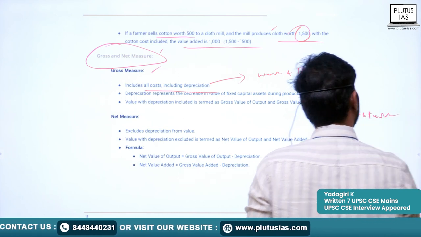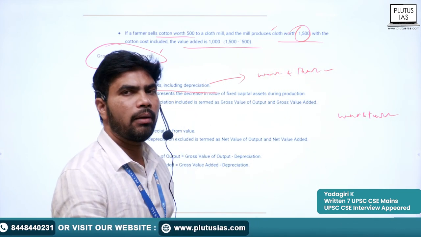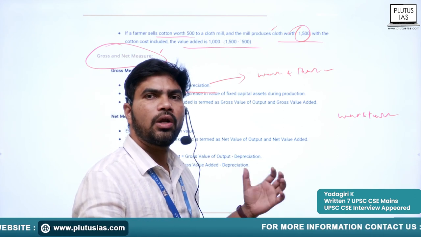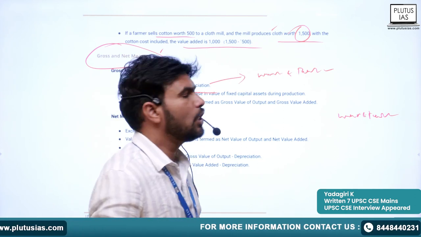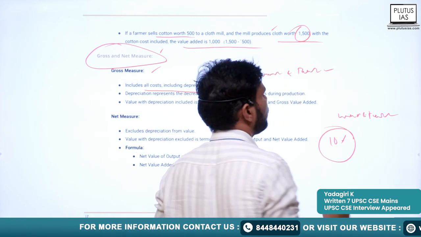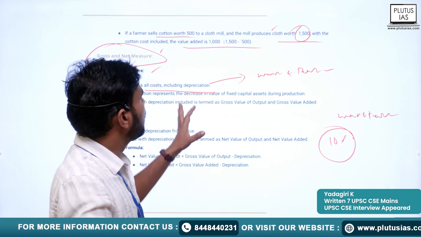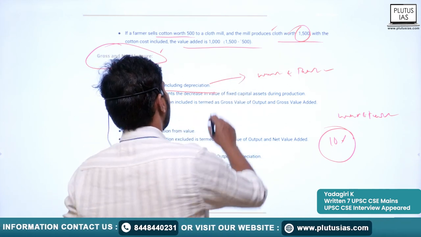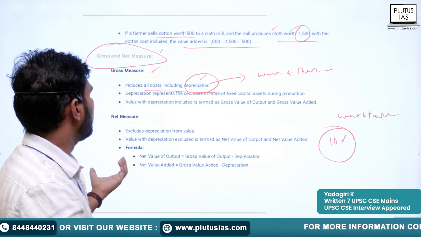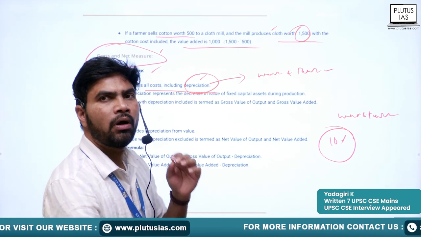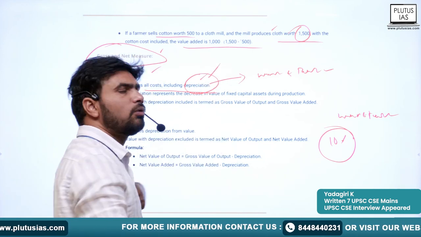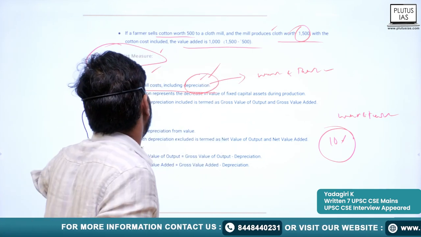So there will be repairs also. After some time, let's say after 20 years, we can no longer use that particular machinery. So every year, some percentage of its value will be deducted. That component is known as depreciation. So in gross measures, when we are calculating the gross national income or gross output, we ignore this depreciation. We do not consider this depreciation, right?